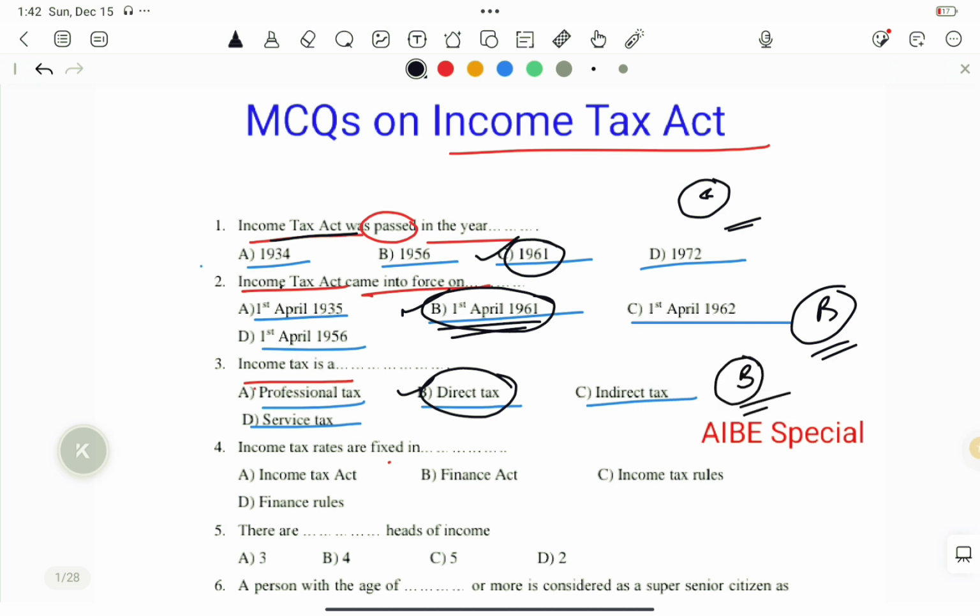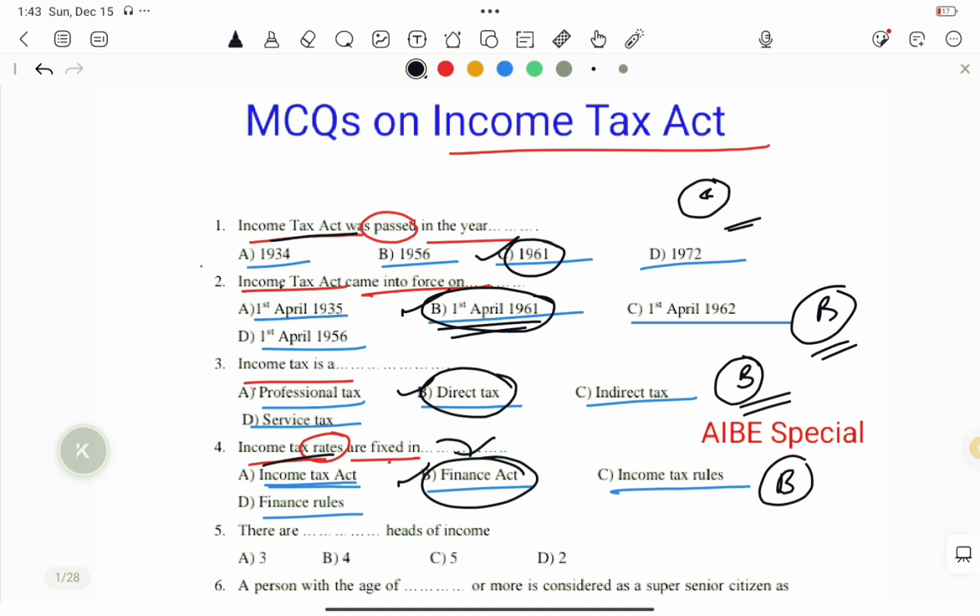Okay, so now moving to next question. So the next question is our income tax rates. Income tax rates are fixed in which of the following? Let's see the options. Options are option A income tax act, option B finance act, option C income tax rules, and option D finance rules. So in this case, the correct option would be our option B. That means income tax rates are fixed in the Finance Act.